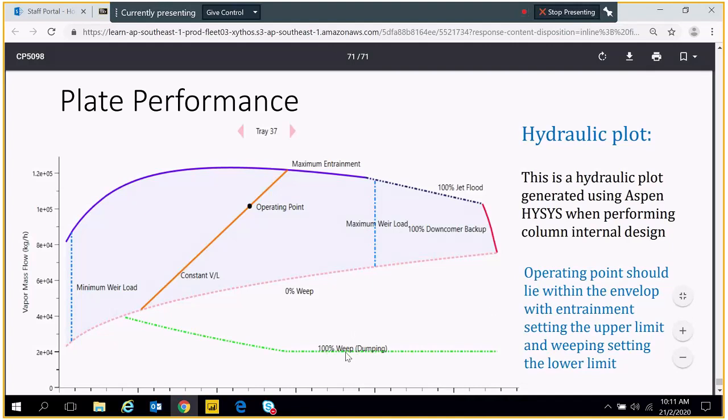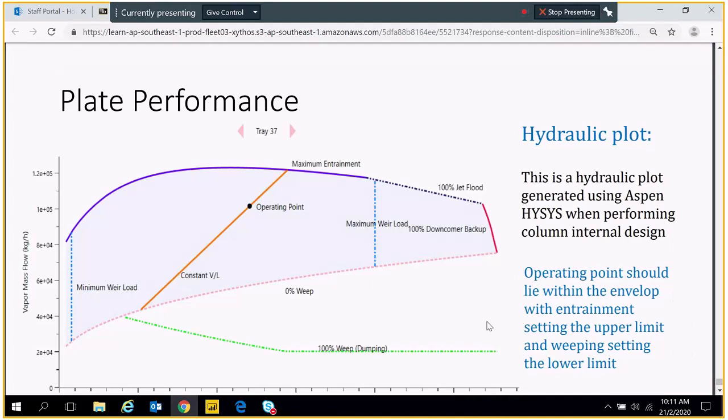And if weeping is very serious, you call this dumping. 100% weep is called dumping. It means the liquid basically just passes through the hole easily. But before that, when it starts to weep, the liquid will just flow drop by drop. But after that, the liquid flows continuously. And after that, the liquid will flow continuously at high speed. That is called dumping.